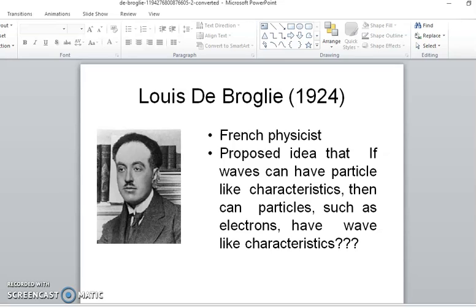He was a French physicist, and he proposed the idea that if waves can have particle-like characteristics, then can particles such as electron have wavelength characteristics?